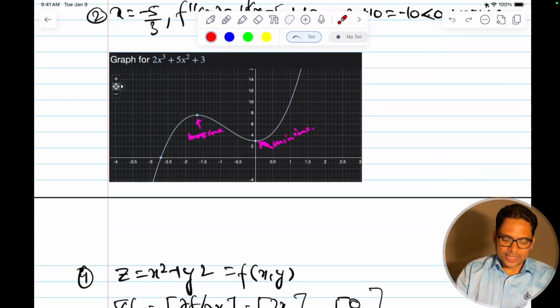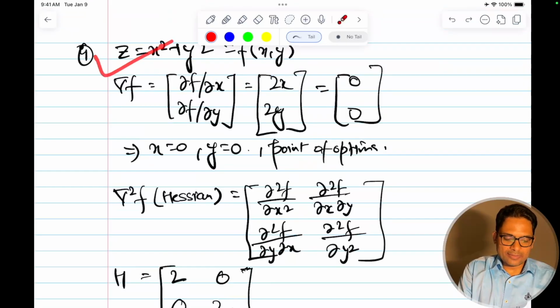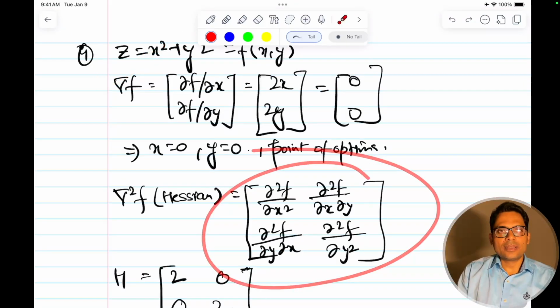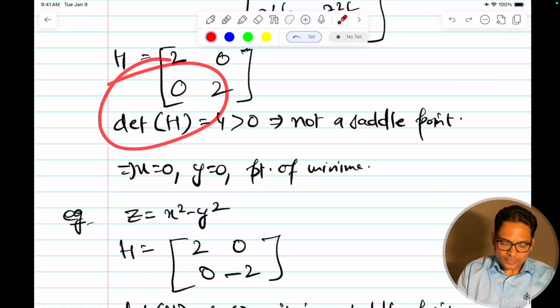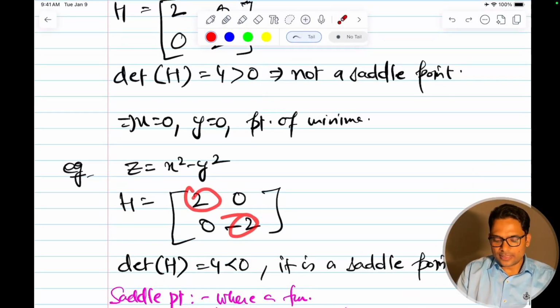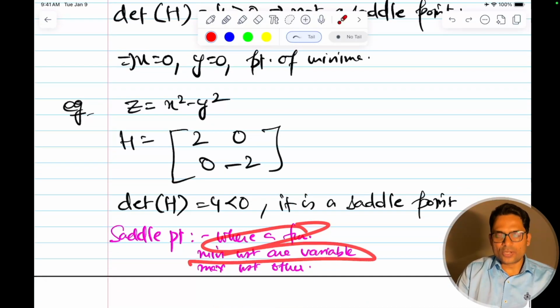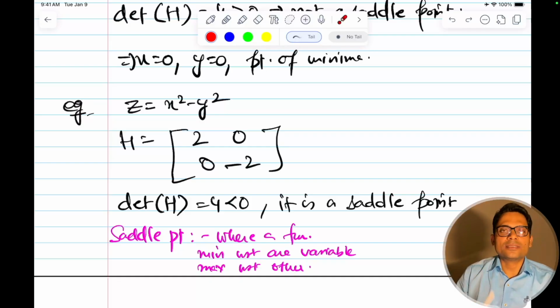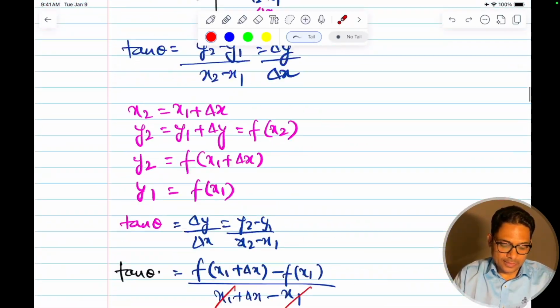Then we saw multivariate, and one function where it has both maxima and minima. That was an example. For multivariate, where x and y both are there, for the second derivative we had to calculate the Hessian. Hessian we have also discussed in another video. I'll put the link of that in the description. We saw that if the Hessian determinant is greater than 0, then it is not a saddle point, and if it is less than 0, then that is a saddle point. And we saw what a saddle point is. It is like a horse saddle, where a function is a minima with respect to one variable and a maxima with respect to the other.